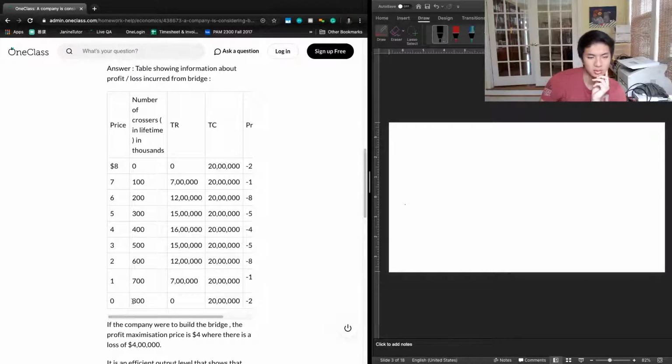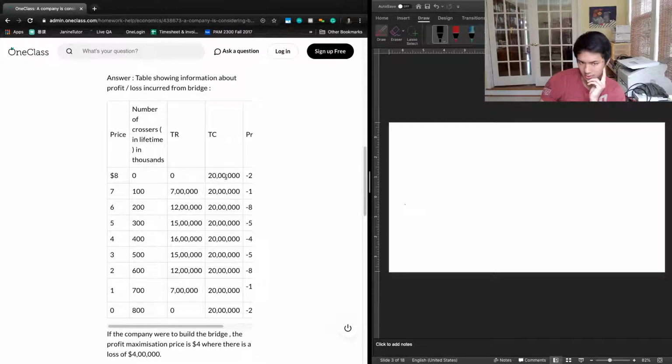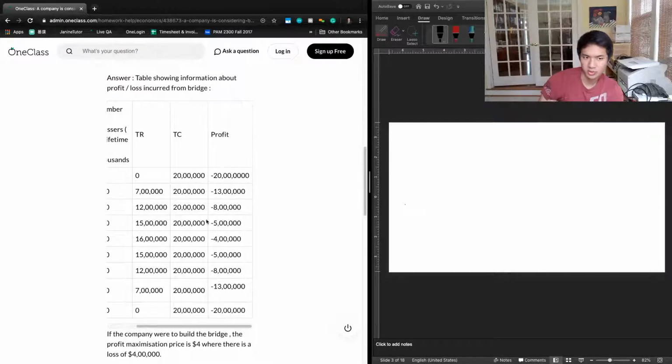700,000, 0. Okay, and total cost is not 20 million, it's 2 million, but that just looks different because of the commas. So 2 million on each, and then you subtract total revenue minus total cost in order to get the overall profit. So negative 2 million, negative 1.3 million, negative 0.8 million, negative 0.5 million, negative 0.4 million, negative 0.5, 0.8, 1.3, and 2.0. Yeah, all looks good to me.